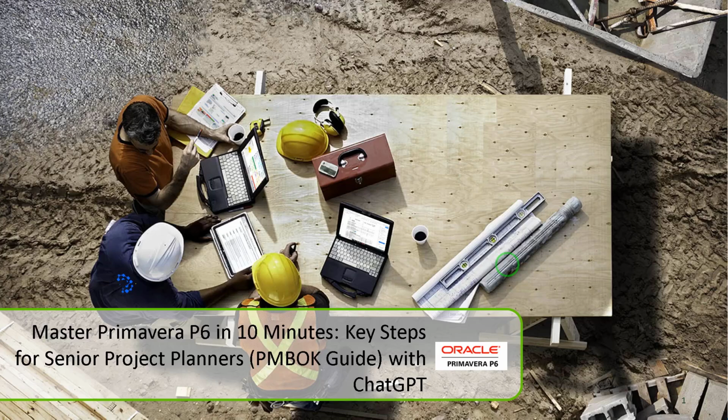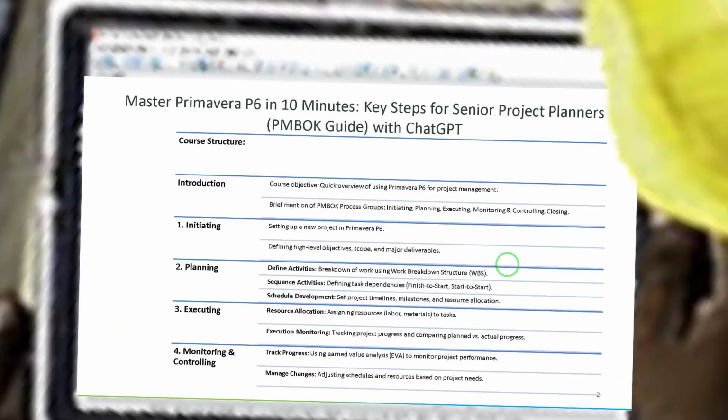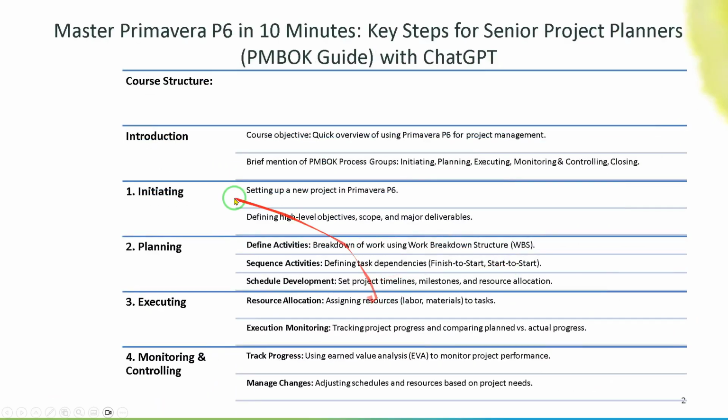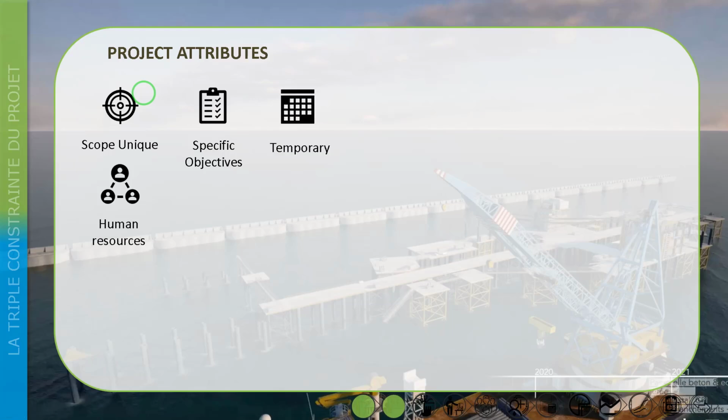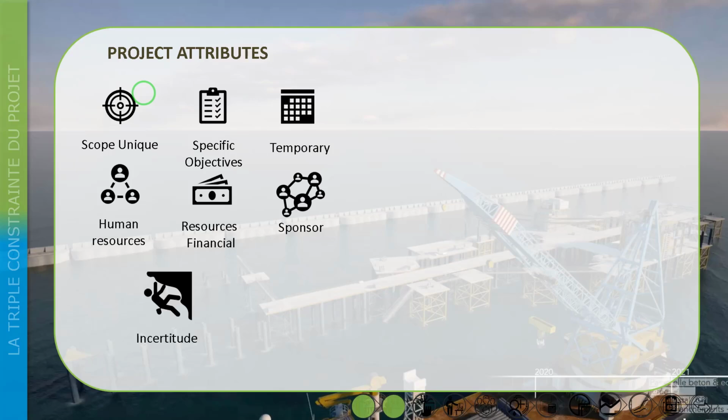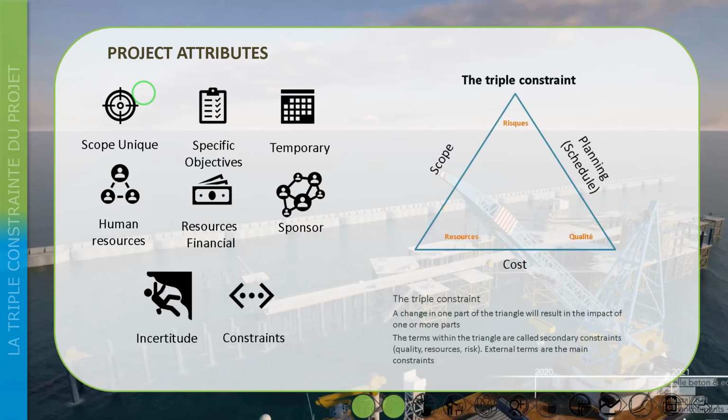Training about Primavera P6. We will learn how to initiate a project, then further on do the planning, execution, and monitoring and control. Let's go. What are the project attributes? We have a unique scope, objectives, human resources involved, the duration of the project, financial resources, someone who is investing, so the sponsor, risk involved, constraints.